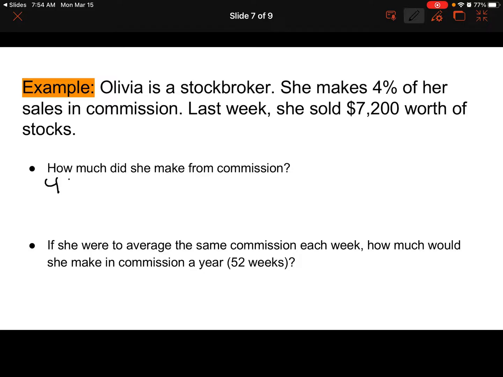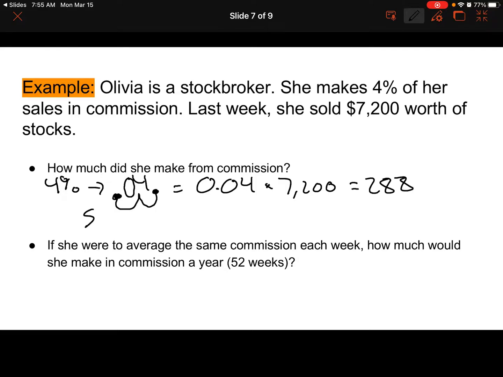Well, 4% is the same as going to 0.04. Now how do we do that? Well, if we have a 4 and we move the decimal place over 2 units, notice how we have a little space here? We need to fill in that space with a 0. So this would become 0.04. All right, now we multiply that by 7,200. So 7,200 times 0.04 would give us 288. So how much did she make from commission? She made $288.